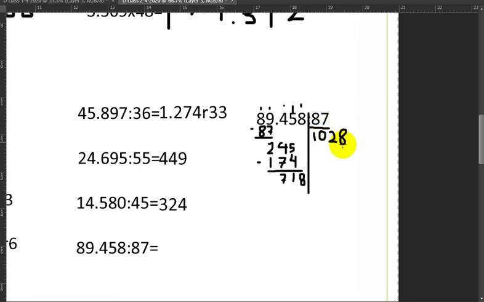Now I want to do 8 times 87, and I say 8 times 7 gives me 56. 6 carry 5. 8 by 8 makes 64 plus 5 that I carried over makes 71. Did I make a mistake? No. No, we're good. This gives me 2. So my answer is 1028 with a remainder of 2. And we are great. Let's move on.